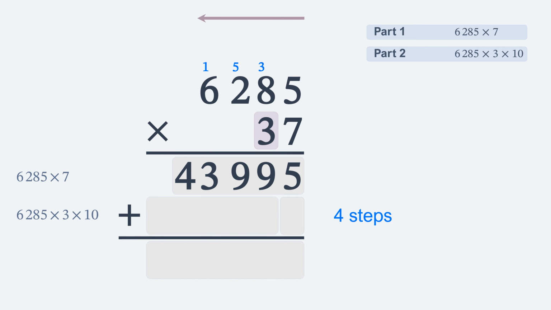Now we need to multiply the other bottom digit by each of the top digits, which means we need to do 4 more steps. We need to start the second answer line for the next set of steps. We are going to put our new answer just below the first one.